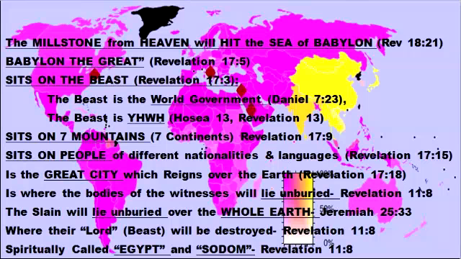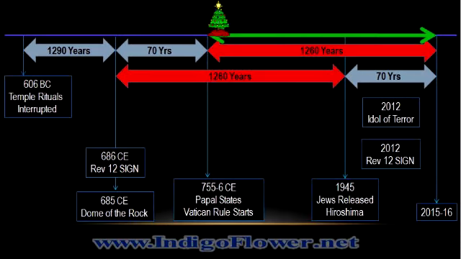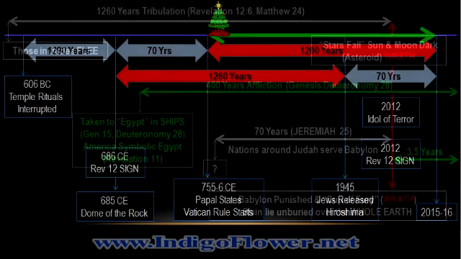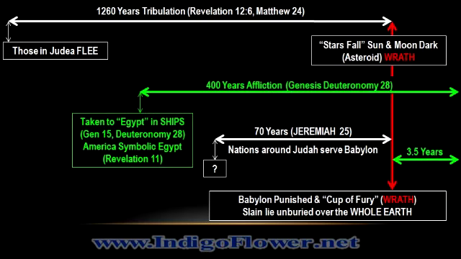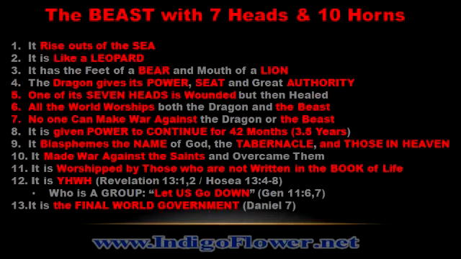The great stone from heaven will hit the Sea of Babylon, which is the Atlantic Ocean, at the end of 1260 years and at the end of 70 years, starting the final 3.5 years of literal atmospheric darkness and war that end in their final destruction. The beast with 7 heads and 10 horns is Yahweh.